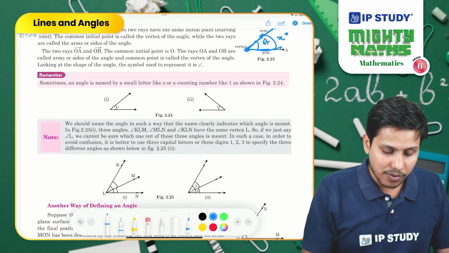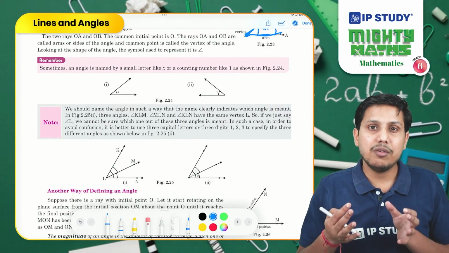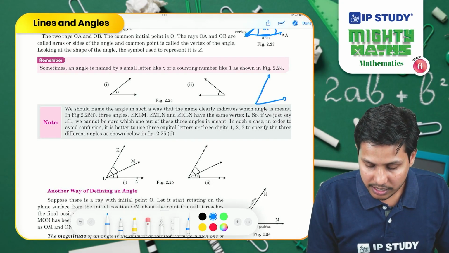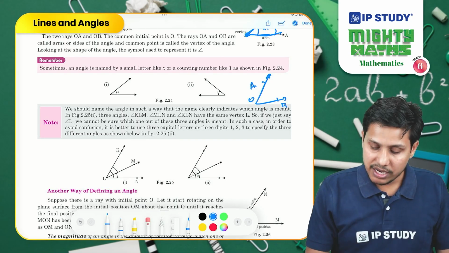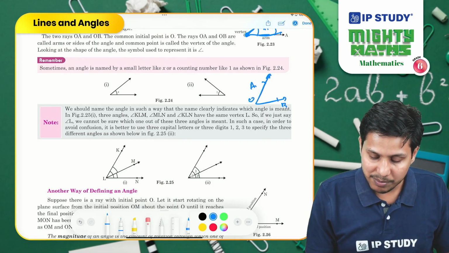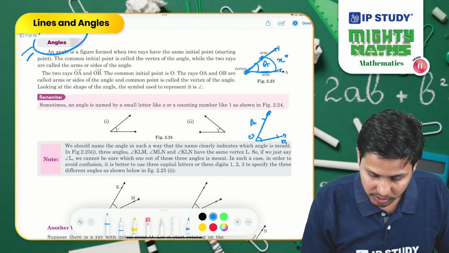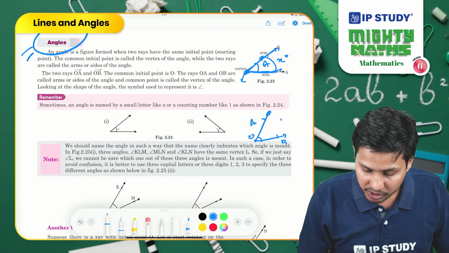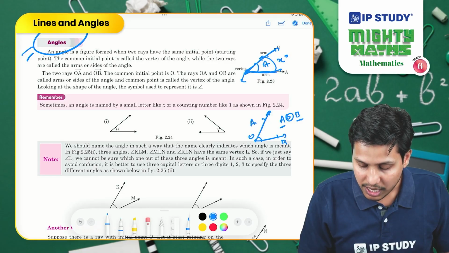Now next is how to name an angle. There are multiple ways by which we can name an angle. Suppose an angle has points A, O, B on it, then we can name the angle either AOB or BOA. This point is called the vertex, this is called an arm, and this is the second arm. We have to keep the vertex between the two other letters, like A and B. So either we can name it AOB or BOA.